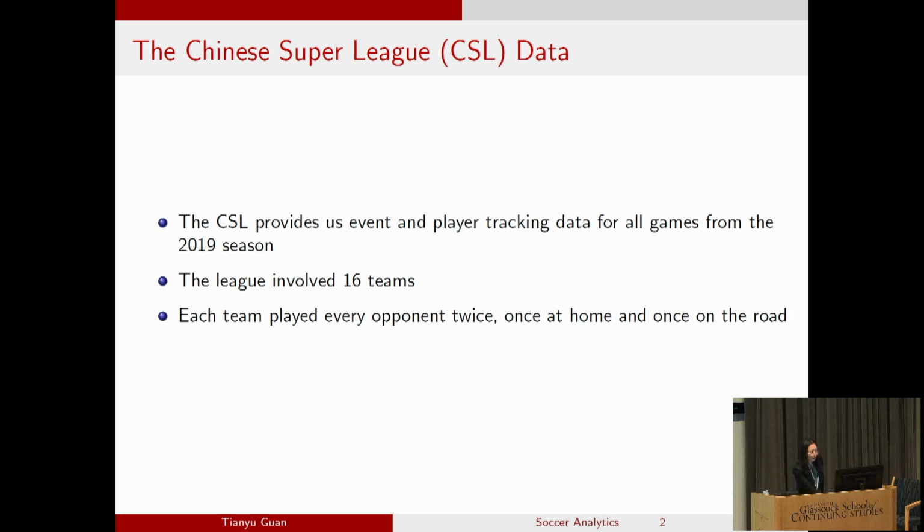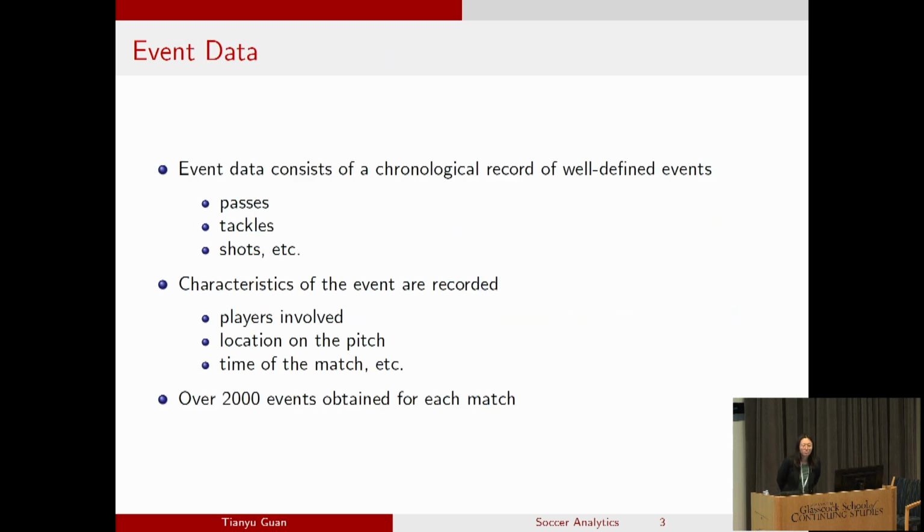I will first introduce the event data, then briefly touch on tracking data, and then talk about my projects. Event data consists of chronological records of well-defined events like passes, tackles, shots, and so on. Characteristics of each event are also recorded, like players involved, the locations on the pitch, and the time of the match. For each match, we have over 2,000 events recorded. And that means for 240 games, we have 240 multiplied by 2,000 events.